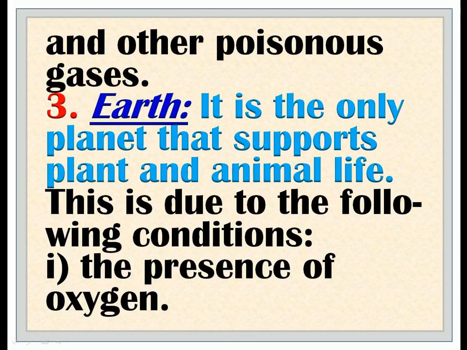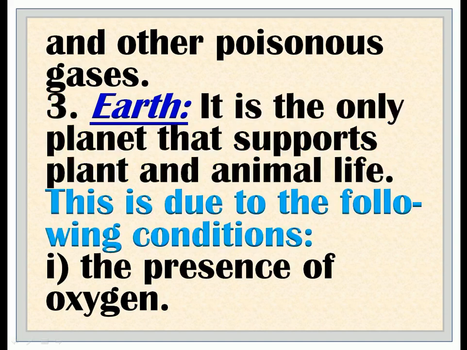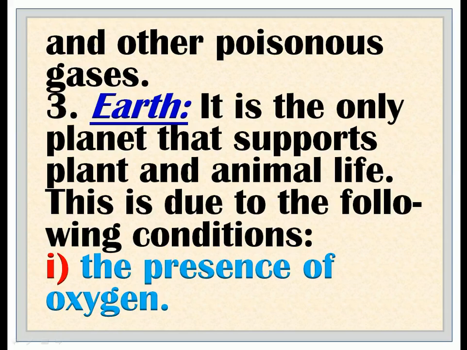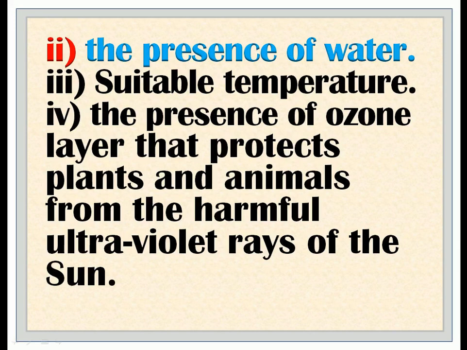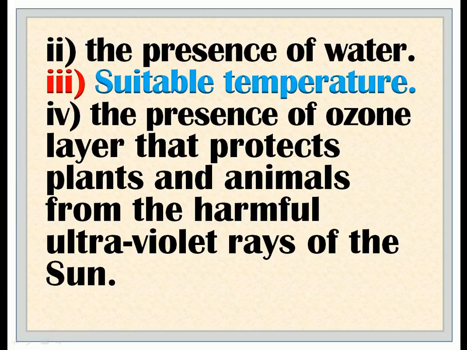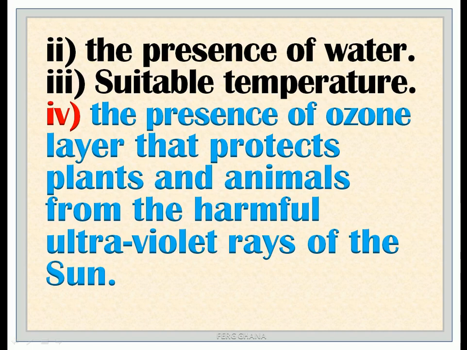3. Earth. It is the only planet that supports plant and animal life. This is due to the following conditions. 1. The presence of oxygen. 2. The presence of water. 3. Suitable temperature. 4. The presence of ozone layer, that protects plants and animals from the harmful ultraviolet rays of the Sun.